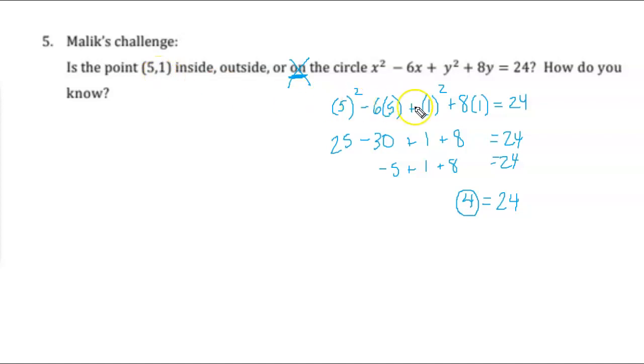In fact, anytime you substitute the points into the equation, if the number you get is less than the radius squared, the number over here, then we know that this was a point inside the circle. If the value that we get is greater than the number that was over here, then we know that our point was outside of the circle. And again, if they're equal, then we know that it is on the circle.